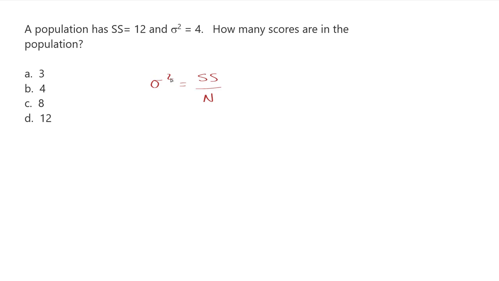The formula for the population variance is equal to the sum of squares divided by n. Now we know this value, that's 4. We also know that the sum of squares is 12. And so what we don't know is n, and that's what we're looking for. This formula is small and simple enough that we could say 4 is simply equal to 12 divided by what? It's 12 divided by 3.